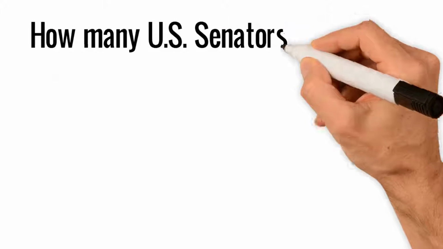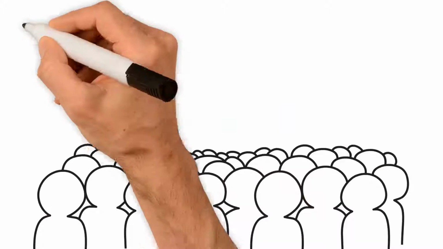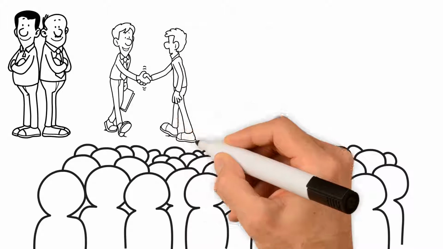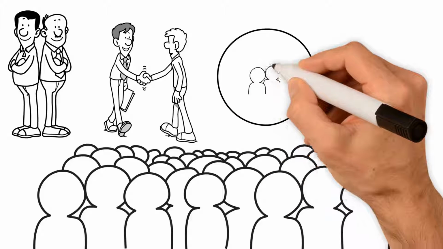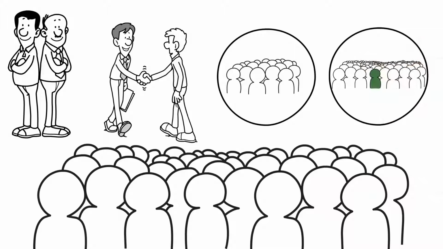How many U.S. senators are there? 100. There are 100 senators in Congress, 2 from each state. All states have equal power in the Senate because each state has the same number of senators. States with a very small population have the same number of senators as states with very large populations.